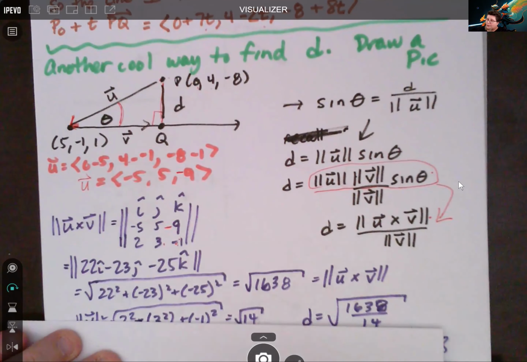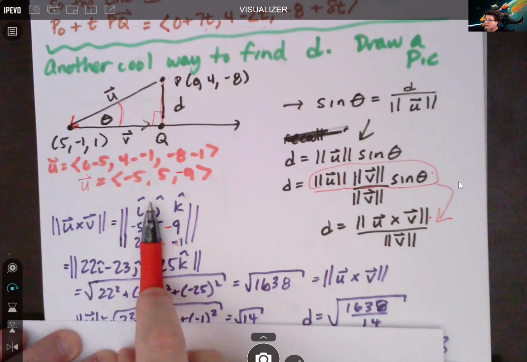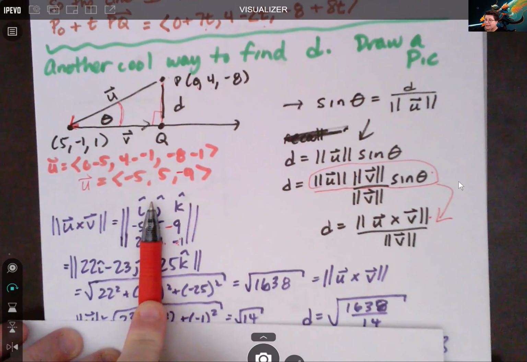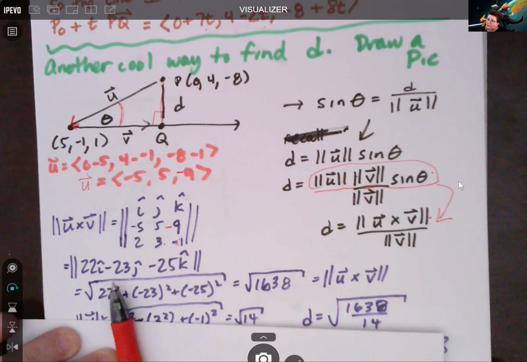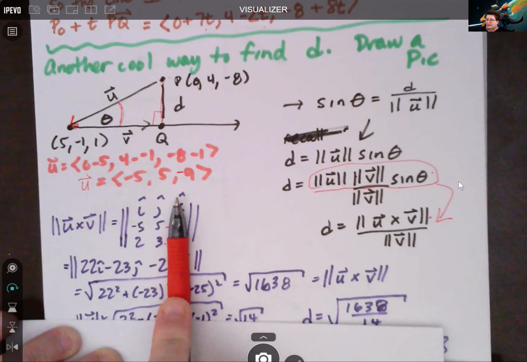Then we do the J component. It's going to be the negative value, whatever we get. I've got 5 minus -18. So 5 plus 18 is 23, but it's the J component, so it gives me -23. And then we do the K component. -15 minus 10 is -25.